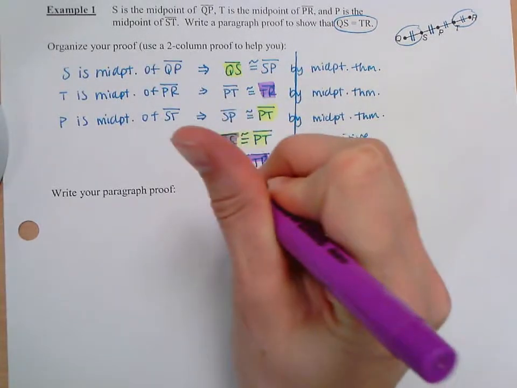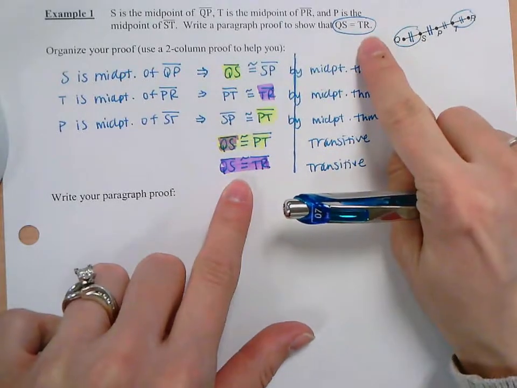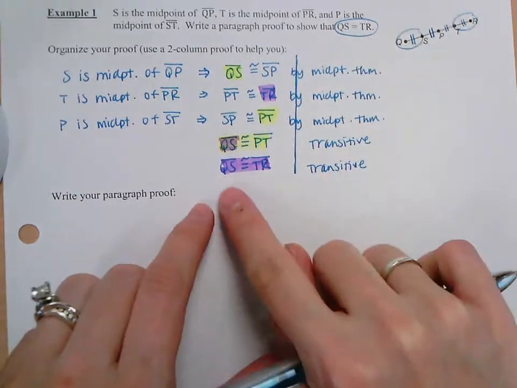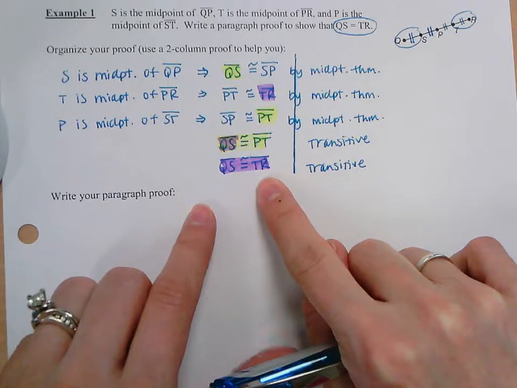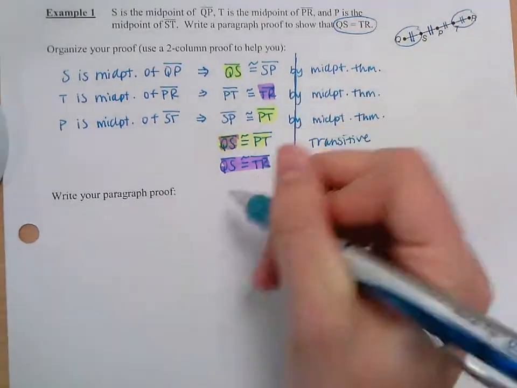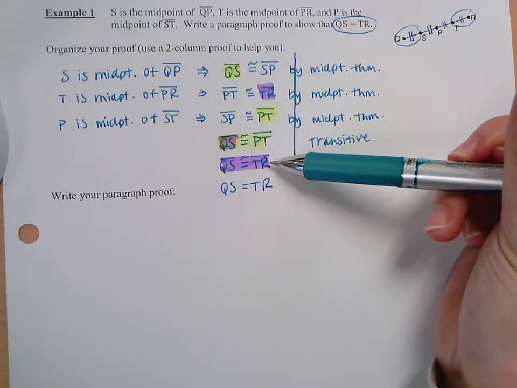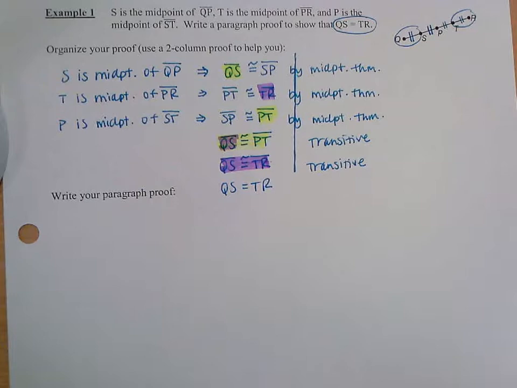We're almost there. Notationally, I did not prove what I wanted. I didn't want segment QS is congruent to segment TR. I wanted just QS, the measure, is equal to TR. So what says if segments are congruent, their measures are equal?